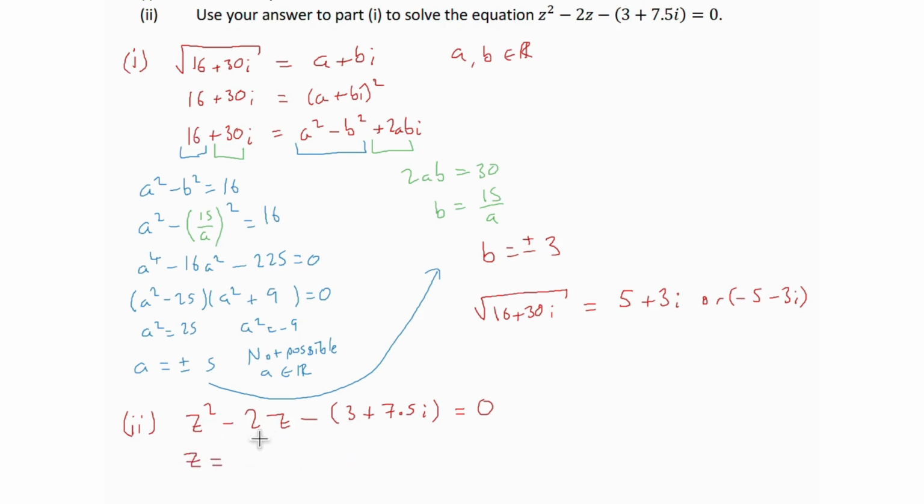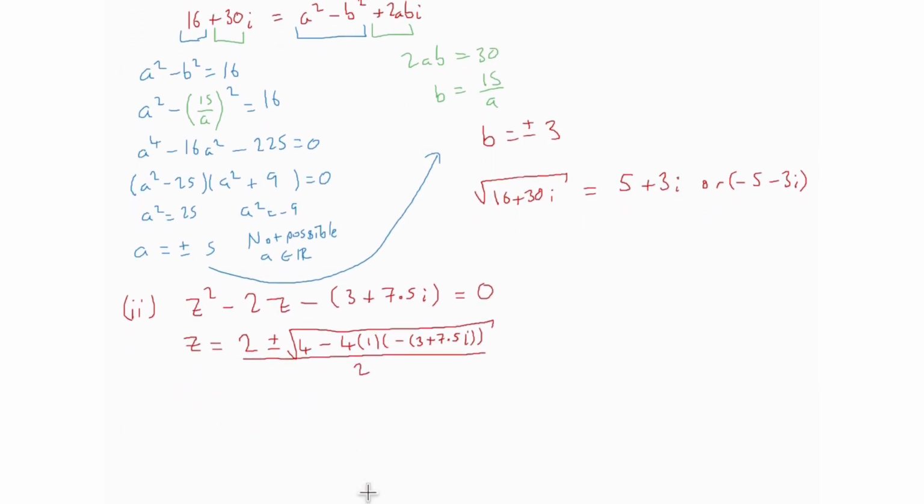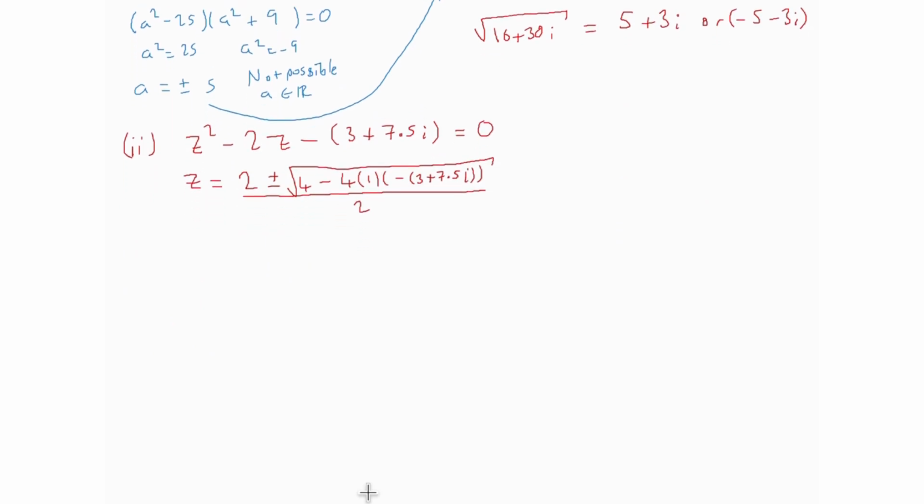The quadratic formula, z is equal to minus b, so minus negative 2 is 2, plus or minus the square root of b squared, which is going to be 2 squared, which is 4, minus 4 times a, which is 1, times c, which is minus 3 plus 7.5i. Let's extend that square root a little bit so it goes all the way. And all of that is over 2 lots of a, which is just 2 in this case.